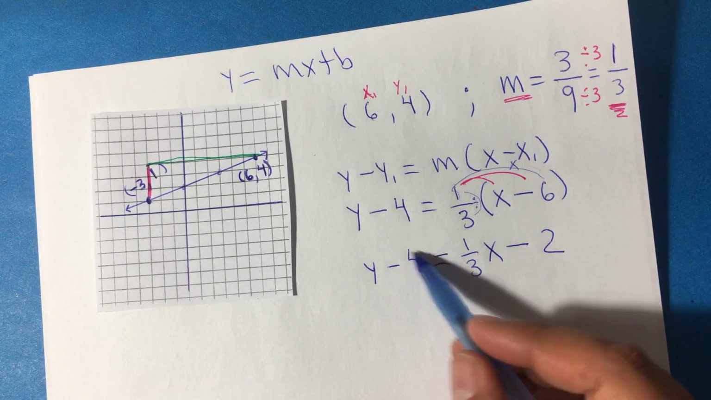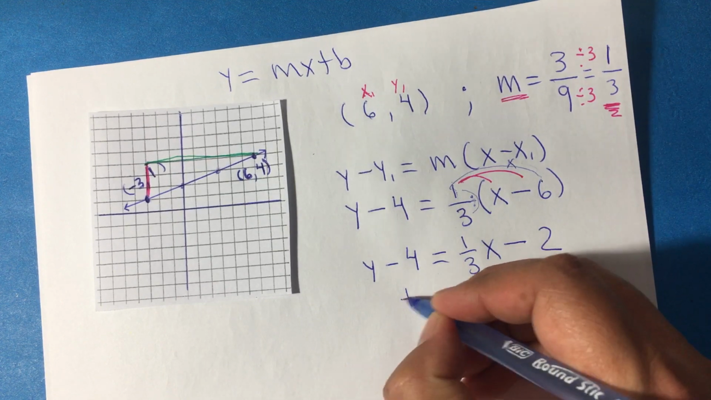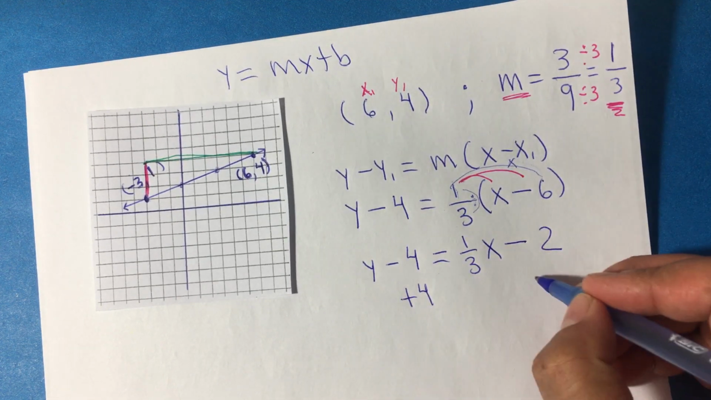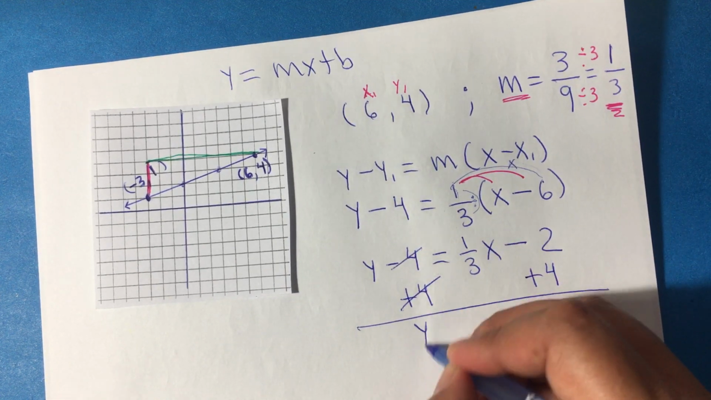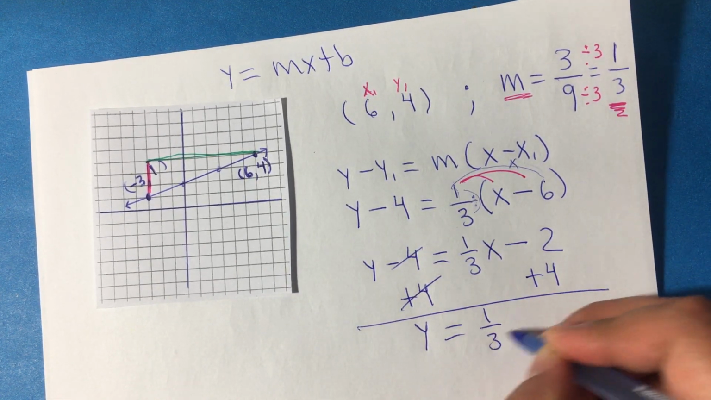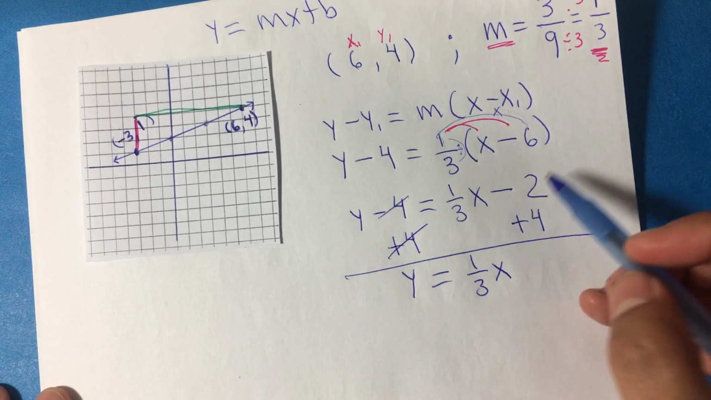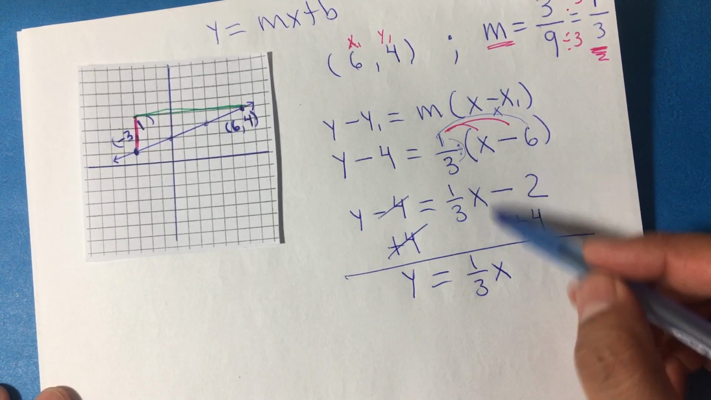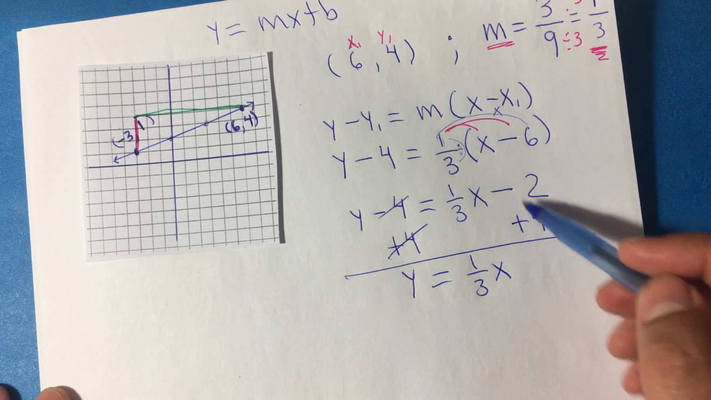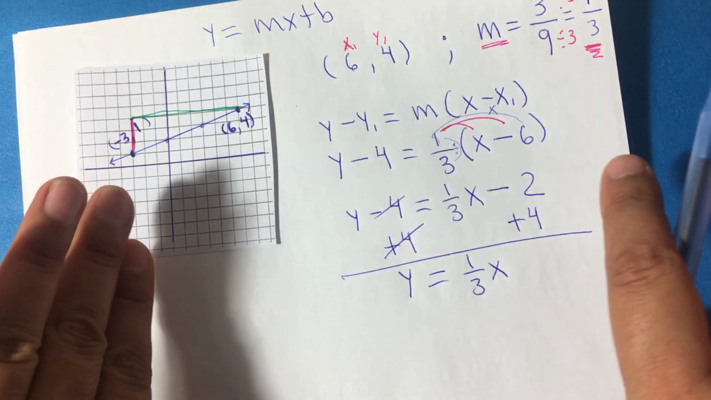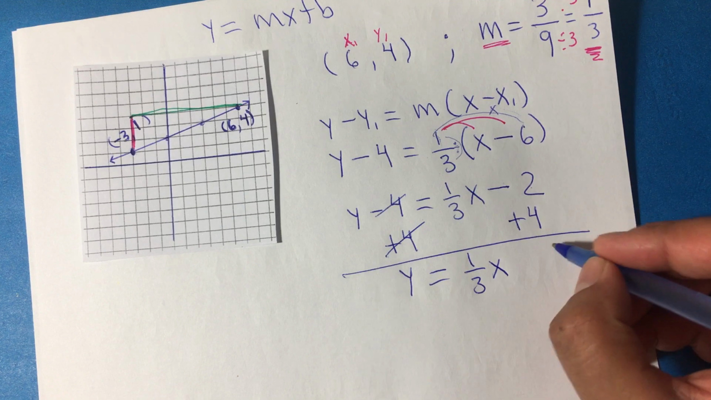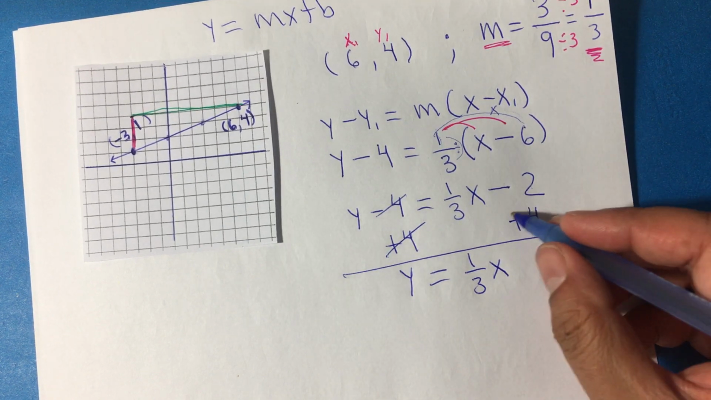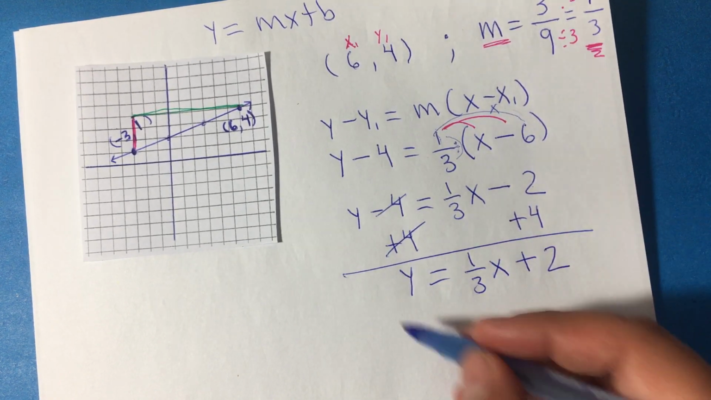The last step is to leave y by itself. So if I'm subtracting 4, the opposite is to add 4. And so y equals 1/3 x. Remember that adding doesn't mean adding all the time. If we have different signs, we subtract and leave the greater sign. So 4 minus 2 is 2. And the greater sign is positive. We do need to put that positive in there.